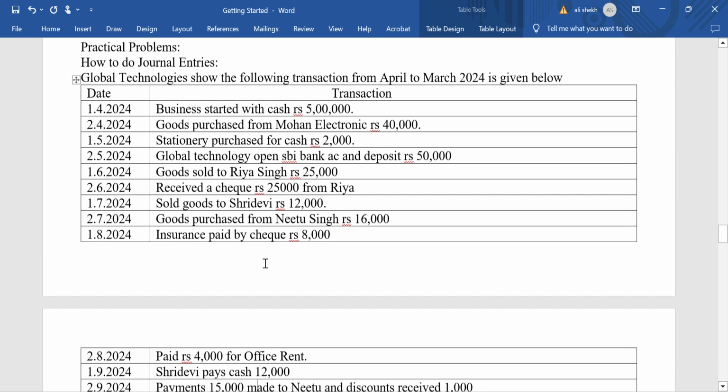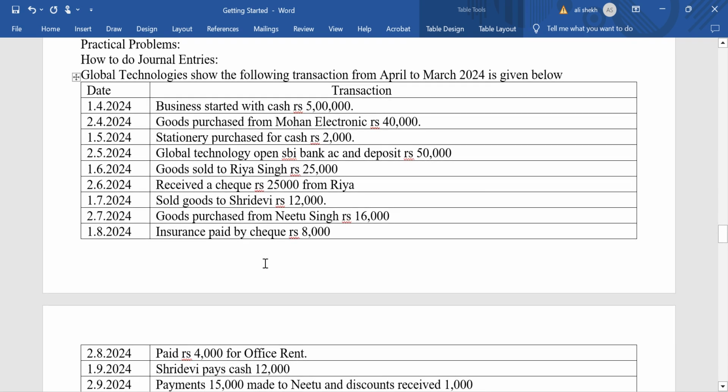Next, practical problem. So how to do the journal entries for the below transactions? I started business with cash. Cash account debit to capital account. Goods purchased from Mohan Electronics, rupees 40,000. Purchase account debit to Mohan Electronics account credit 40,000.